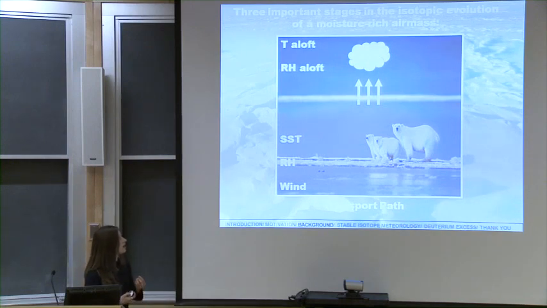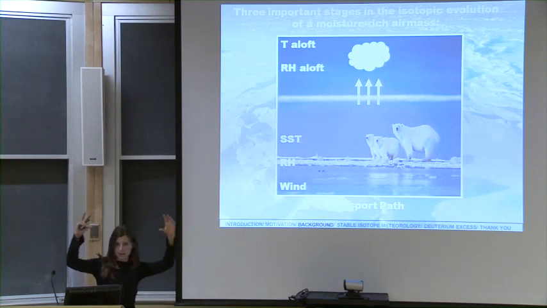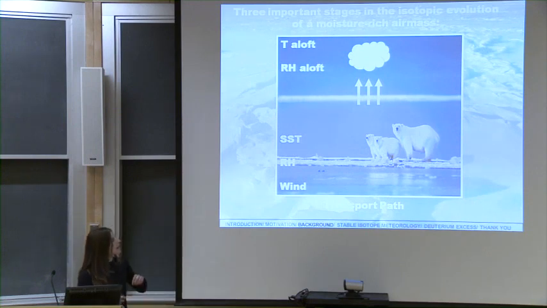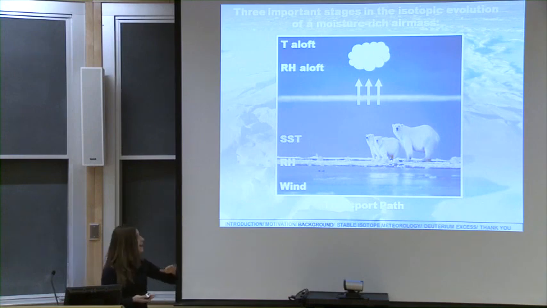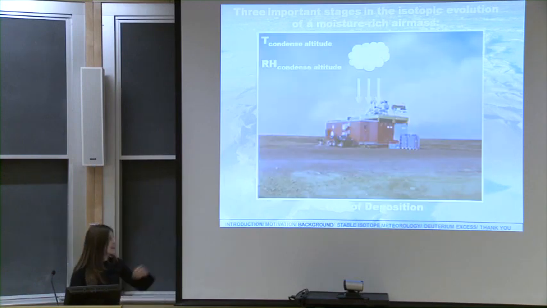The state of the water along the transport path depends upon both conditions aloft, temperature and relative humidity aloft, where the initial water has been advected, and conditions underlying the transport path, sea surface temperature, relative humidity, and wind, because that determines what water is actually added to that air parcel before its site of deposition. And finally, the site of deposition itself.